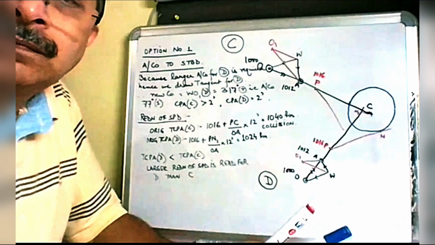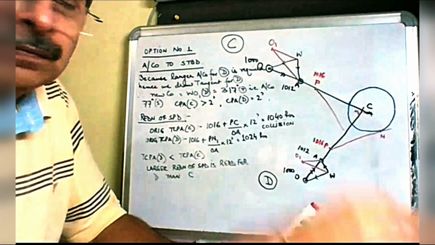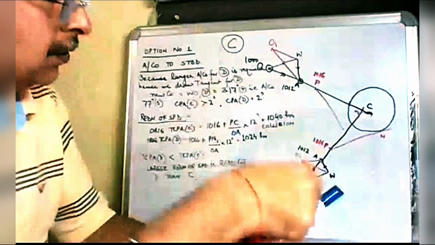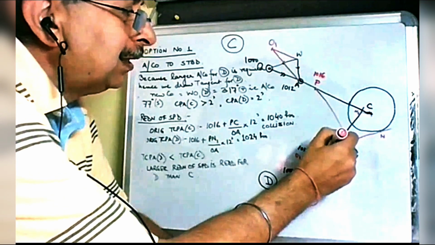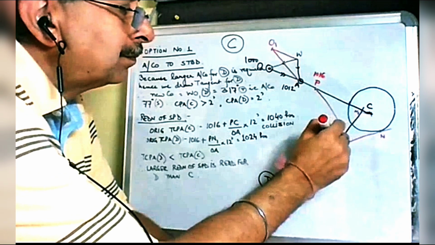Yes sir, right. So that's what I'm saying. So I draw the tangent this time for Delta to the north of the circle.